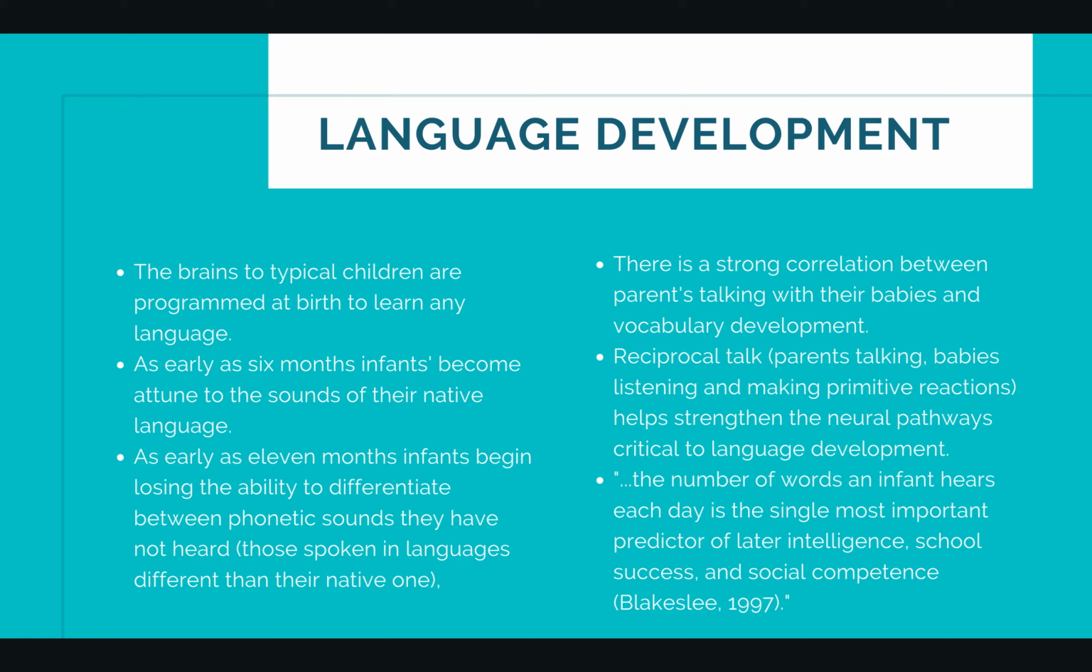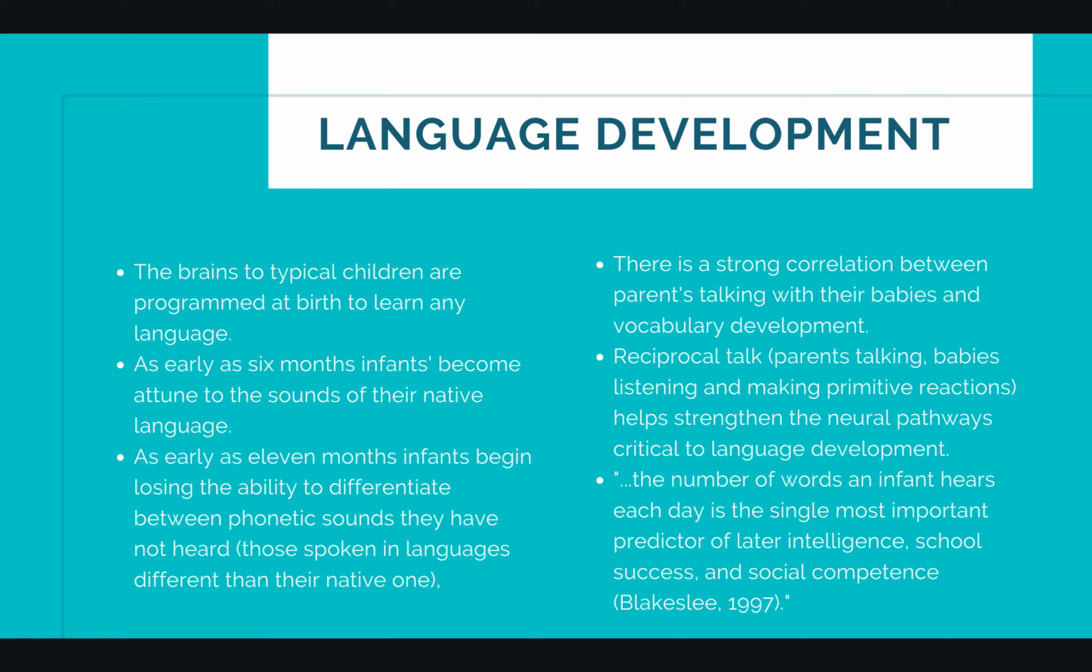There is a strong correlation between parents talking with their babies and vocabulary development. Reciprocal talk, when parents talk and babies listen and then make primitive sounds or reactions, helps strengthen the neural pathways critical to language development.